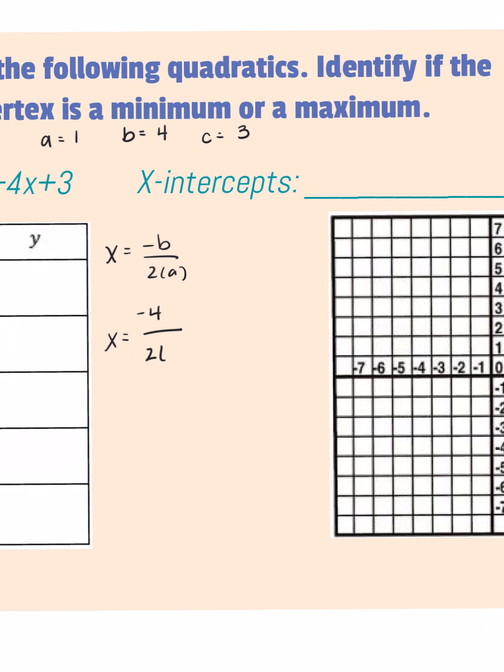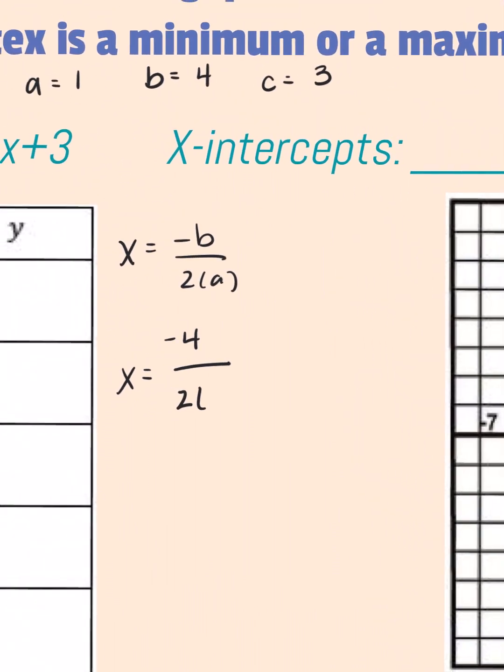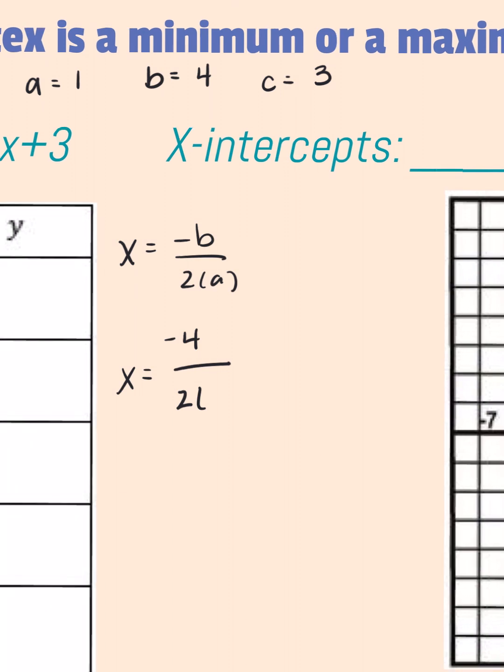Oops, I'm not sure what happened there. Somehow I got a picture in a picture, but let's just go with it. 2 times my a value. Right now my a is a 1, so I'm going to say 2 times 1. Okay, so negative 4 is still going to stay a negative 4 on top. 2 times 1 is a 2. Negative 4 divided by 2 is going to give me a negative 2.